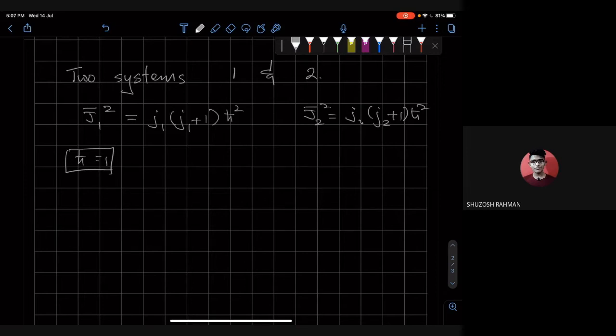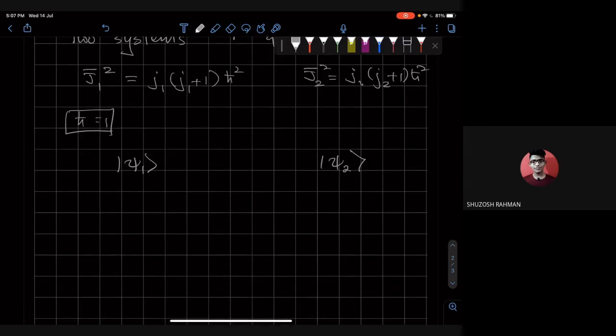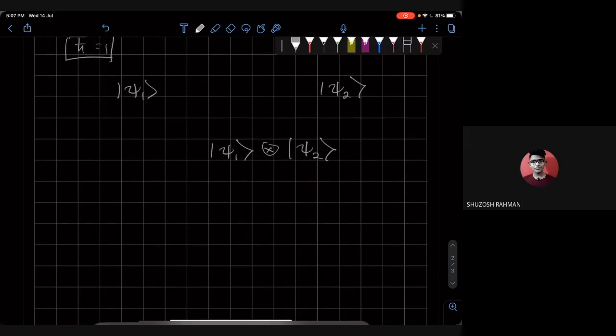So first we assume, if the first system is in state psi 1 and the second system is in psi 2, then the combined system is in a tensor product state of psi 1 tensor with psi 2. Okay, so this is basically what we expect. Well, this is basically one of the assumptions of quantum mechanics. Okay, so now let's call this state psi.